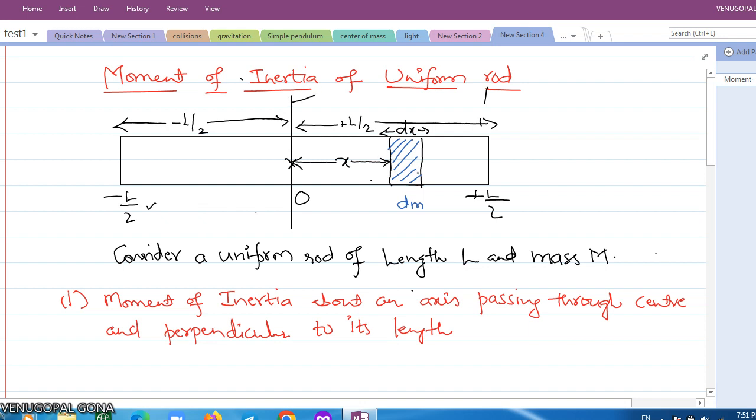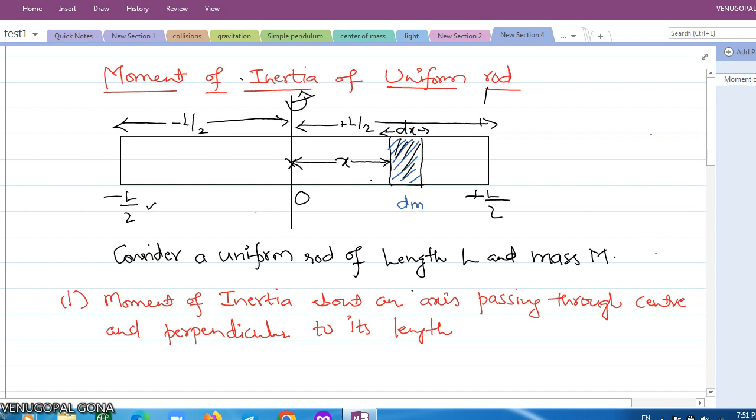Now, in order to calculate the moment of inertia, I have chosen a small length element of mass dm. You can see this shaded portion here, its length is dx, and it is at a distance of x from the axis of rotation. So this is the axis here.